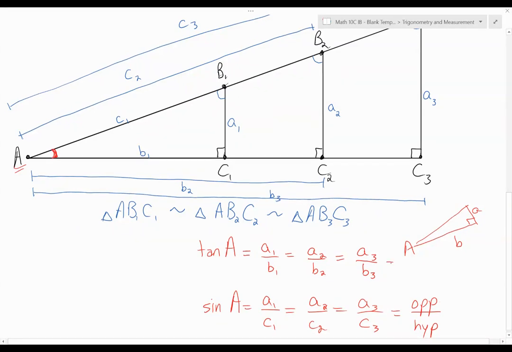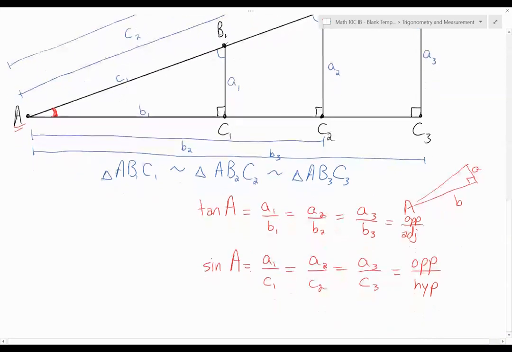So just to reiterate back here with tangent, it was the opposite divided by the adjacent. Adjacent just meaning beside or touching. So the adjacent leg is the leg that is touching A, and the opposite leg is the leg that is on the opposite side of the triangle.